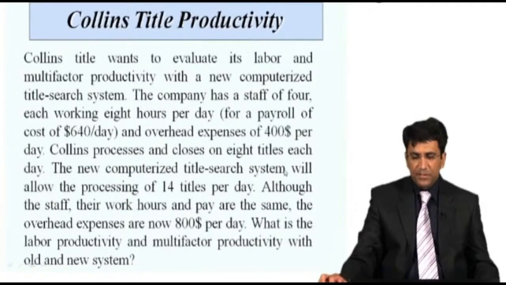What is the output? Let's see in this example what your output is. Collins processes and closes on 8 titles each day. It means 8 titles is your output for the old system, and with the new system he is able to produce 14 titles per day. And what happens with the new system, its overhead expenses will be increased up to $800 per day. So these are the most important information. We'll have to put it into the productivity formula.